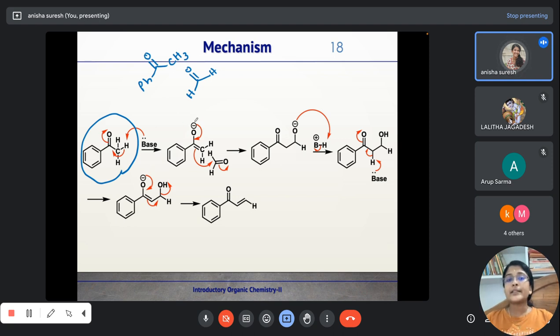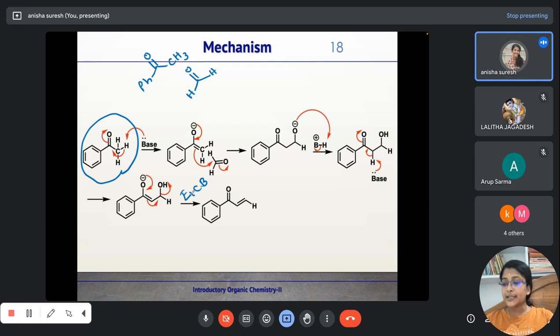Now what will happen when this enolate will fall down? The C double bond C will go and attack on the electrophilic carbonyl center of this formaldehyde. It will lead to formation of this beta hydroxy compound. So again, the base can abstract the proton that will be present here. It can lead to formation of the enolate. Now this will undergo an E1cB elimination reaction. E1cB we have discussed in the last lecture, right?